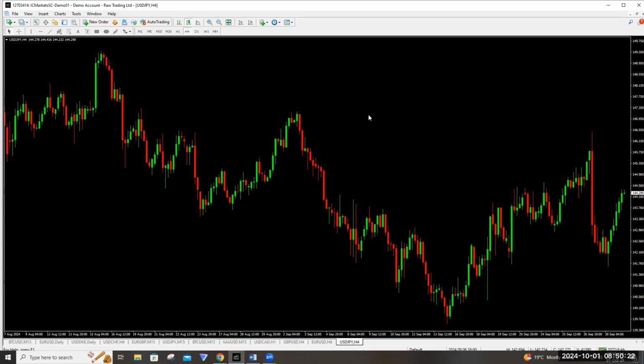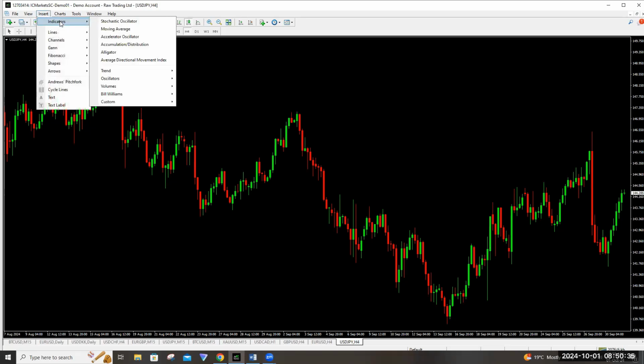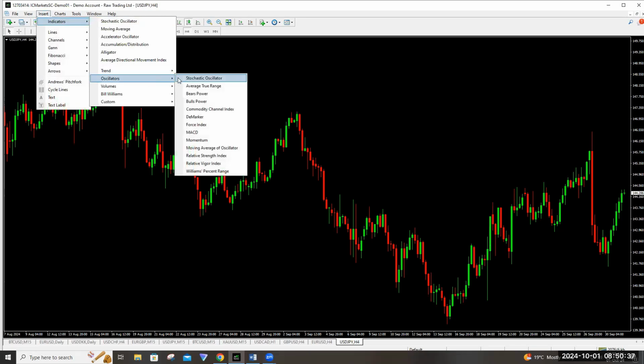So how do you set up your stochastic oscillator on your chart? You just go to your chart. You can use either a chart that has a trading template, or just a naked chart. Then you go to Insert, click on Indicators, go to Oscillator and choose your stochastic oscillator.